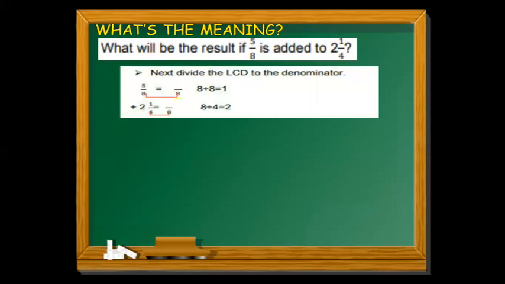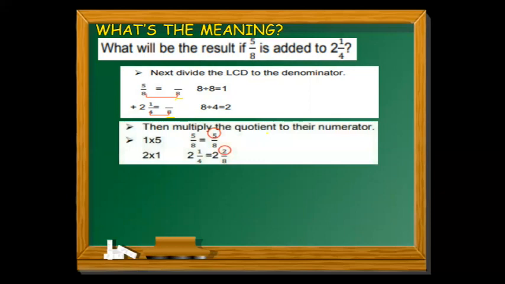So 8 yung ginamit nating denominator. Parehas yan. So we have 5/8 plus 2 and 1/4, denominator niya is 8. So the next step that we need to do, class, is we will divide now the denominator na nakuha natin dun sa denominator na before. So 8 divided by 8 equals 1. And then 8 divided by 4 equals 2. Ayan yung mga sagot na.